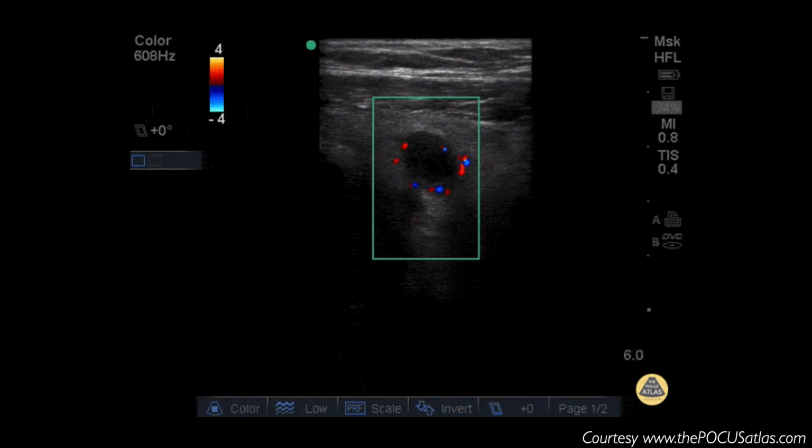In this clip, once again, we see a circular anechoic area. And if we did not have color flow, we may think that this is one of the iliac vessels. However, placing color flow over the area shows that there is no flow within this structure, but there is hypervascularity surrounding the area. This finding is called a ring of fire and indicates increased blood flow around the appendix.